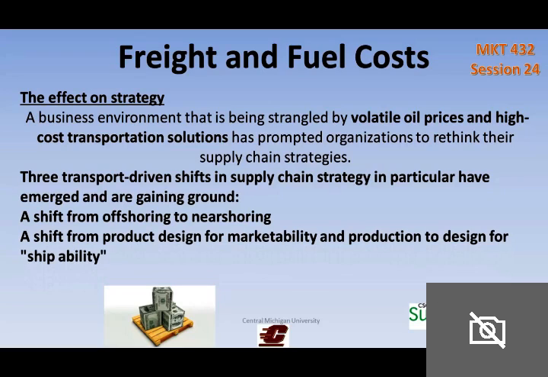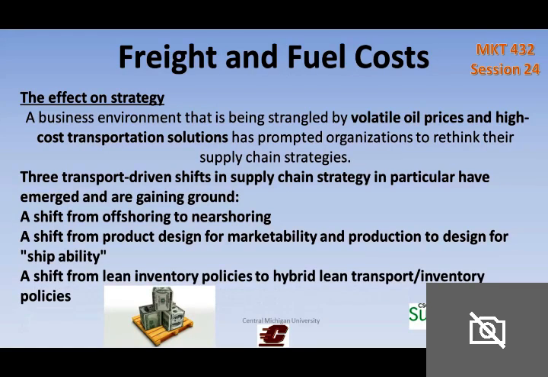Secondly, a shift in product design. Today products are being designed more for shippability. Is that even a word? Shippability: designing a product so you can reduce transportation costs. That's both on the design of the product as well as packaging. Then lastly, a shift from lean inventory policies to a hybrid. Sometimes lean inventory policies drive additional transportation costs, so this hybrid lean inventory policy may reflect on your network strategy as well.